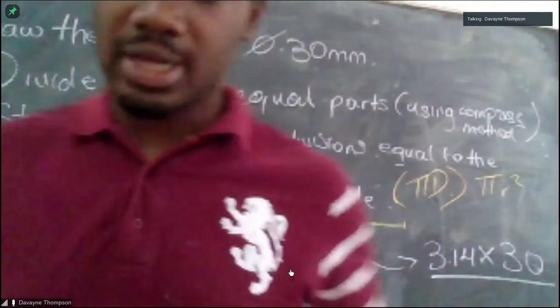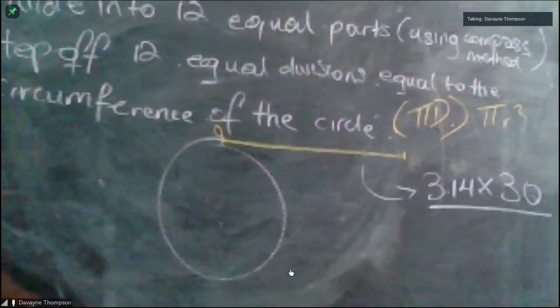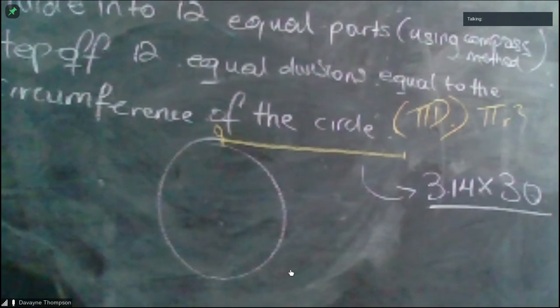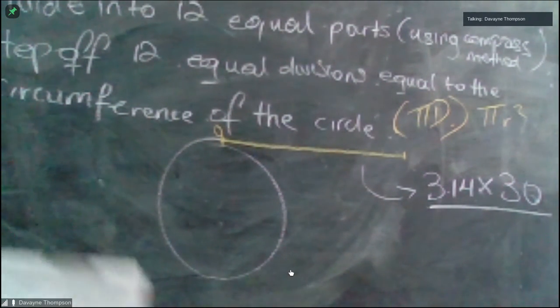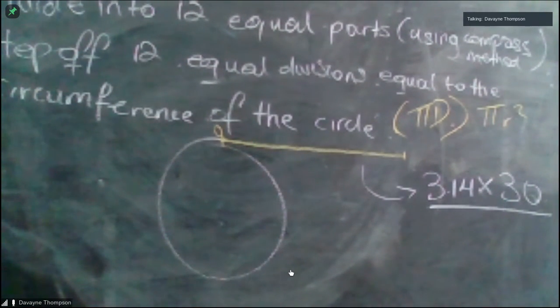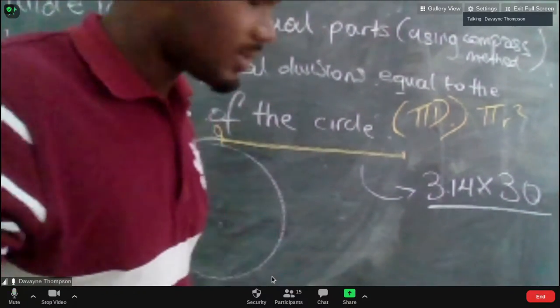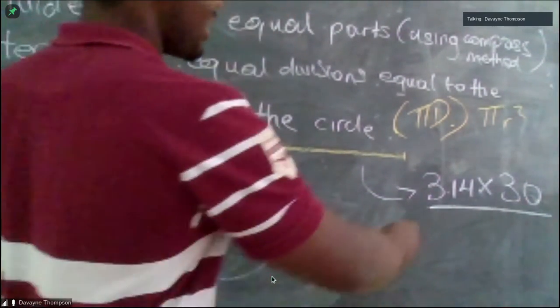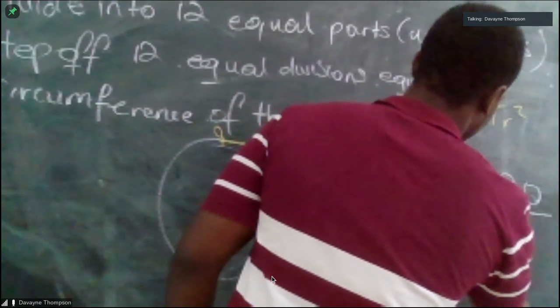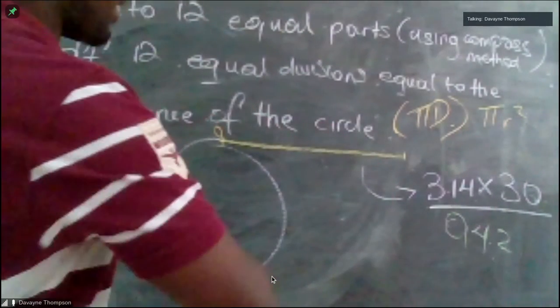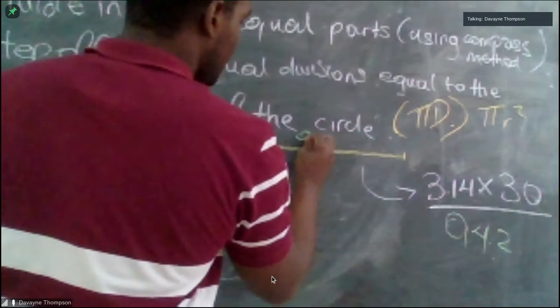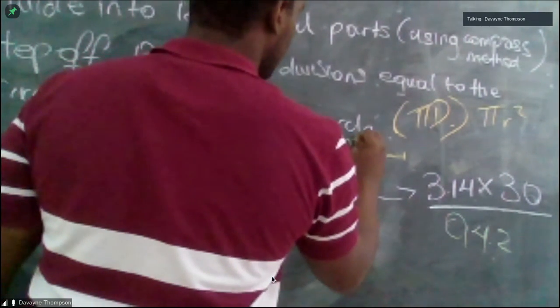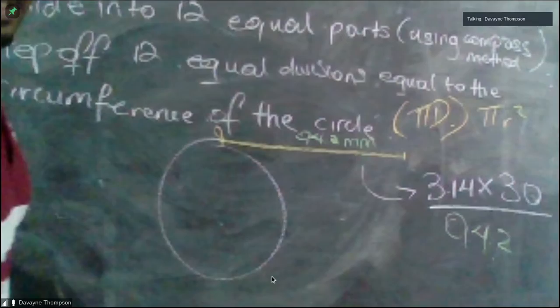What's 3.14 times 30? First person that gets it right, gets it right. Who gets it right first? What's 3.14 times 30, guys? 94.2. Good job. Here's your reward. You get it right. Alright, 94.2. Alright, that means this distance is going to be 94.2 millimeters. Alright, so Isaac, are you seeing the picture in the group?